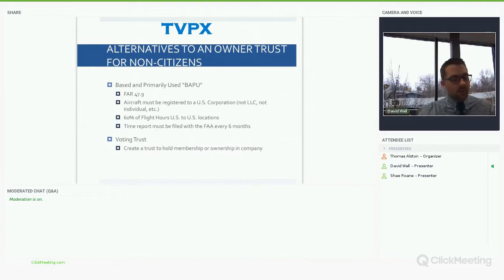The second bullet point is voting trust, which is something we do as well, and it's very related to an owner trust. It's actually a trust where instead of holding the aircraft, the trustee holds the ownership or membership in an LLC, the ownership of a company, the stock of a company, or the membership of a company to allow it to qualify as a citizen. So then XYZ LLC can register the aircraft itself because the membership of that LLC is put into a trust. So it's a similar type of structure for a non-citizen, but of course not exactly the same.